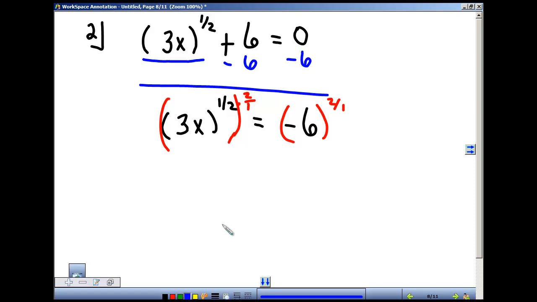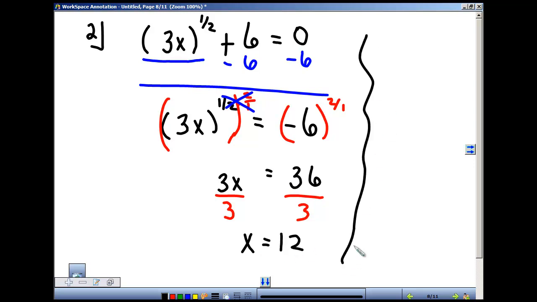On the left side, 1/2 times 2 cancels. That leaves just 3x. On the right side, negative 6 squared is 36. I no longer need these parentheses here. I have 3x equals 36. Divide both sides by 3. X is equal to 12.